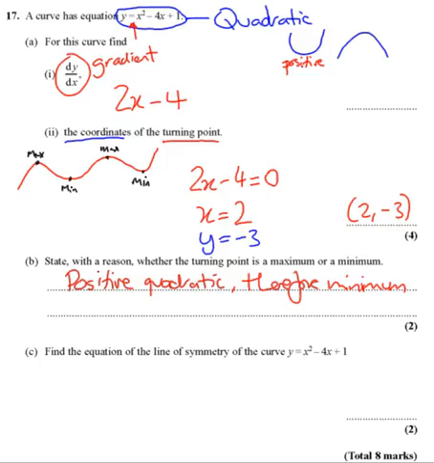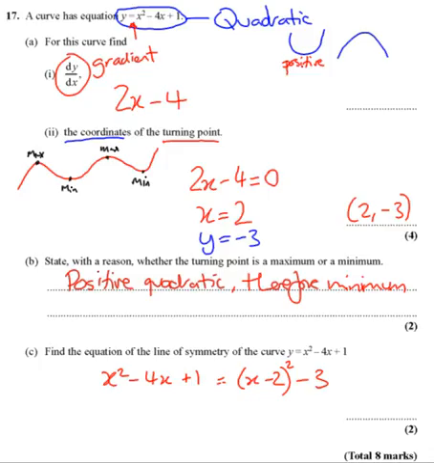Find the equation of the line of symmetry. Now this is a tricky one. One way of doing this is to complete the square. x squared minus 4x plus 1 is the same as x minus 2 squared, which gives us x squared minus 4x plus 4. And then to get from the plus 4 to the plus 1, we'd subtract 3. So the graph could be written as x minus 2 squared minus 3.